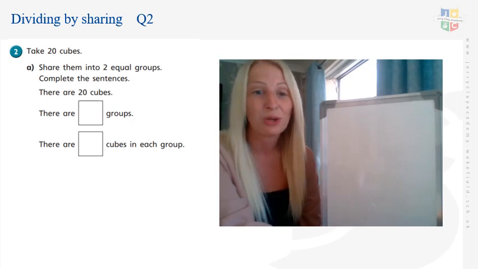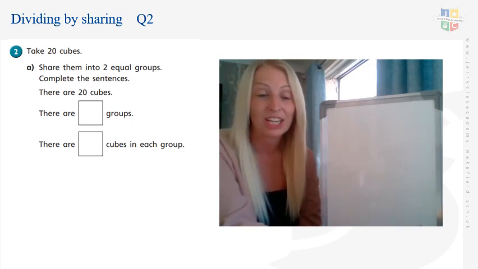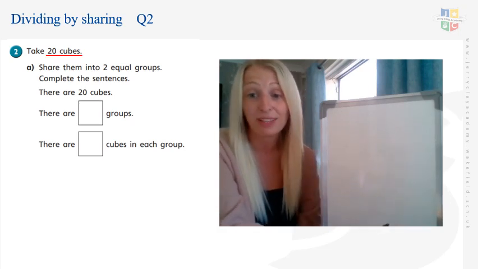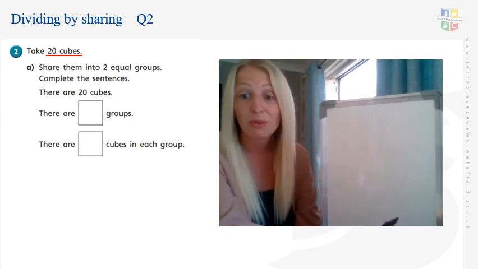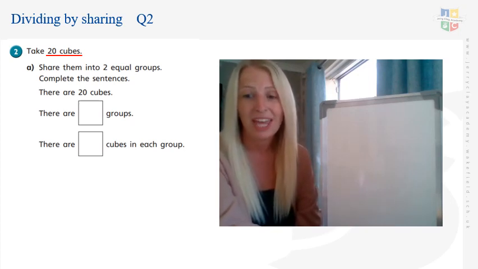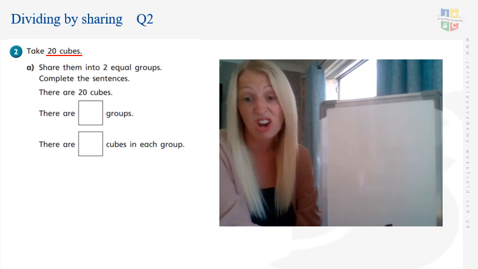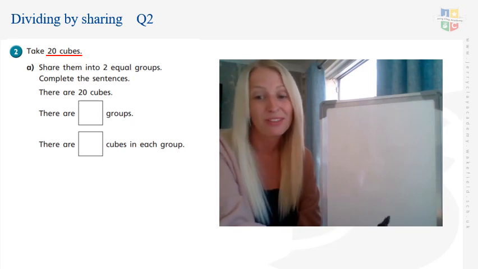Okay, for the next question we're going to be using resources to help us represent our groups and our sharing. And for this one we need to take 20 cubes. Now you might not have 20 cubes. I'm going to be using 20 counters. You could use 20 anything that is in your home that is going to be nice and easy to share, like 20 spoons, you might have 20 straws, whatever you can use nice and easy to go and collect. So you can pause the video and go and collect 20 items now.